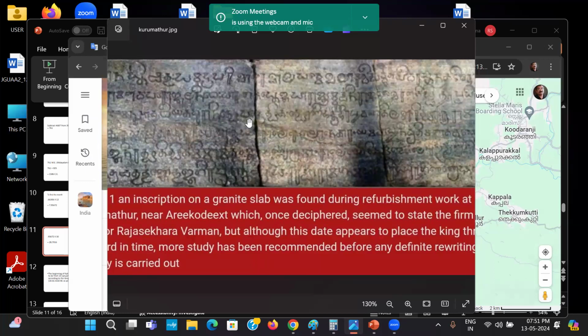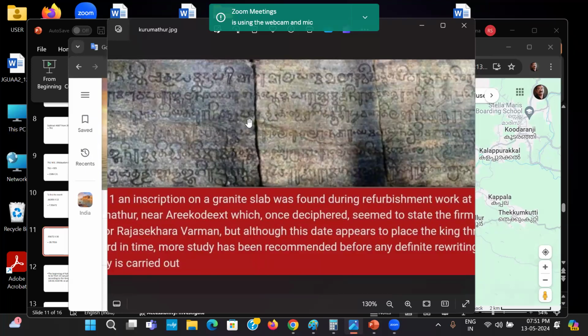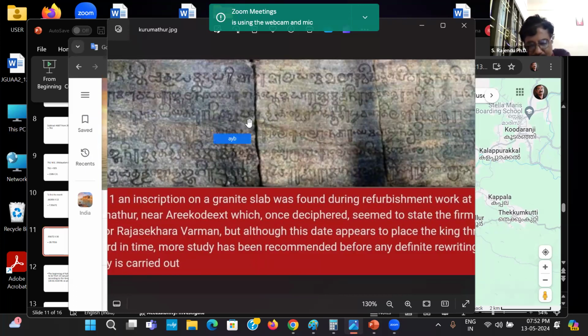So 3926 is the year 3926 BCE, in which the Kali year was started. These are all imaginative dates. We don't know. This was introduced after the 5th century.